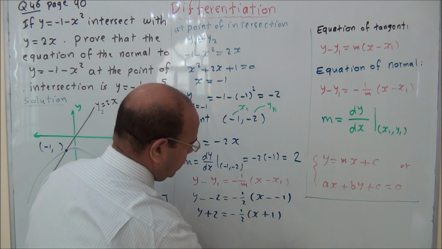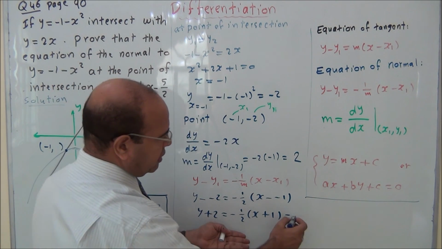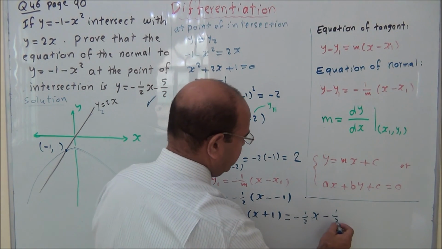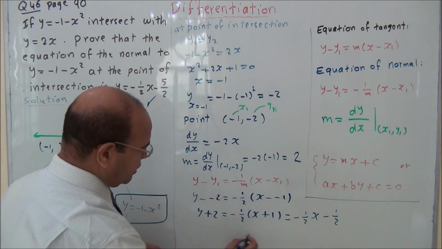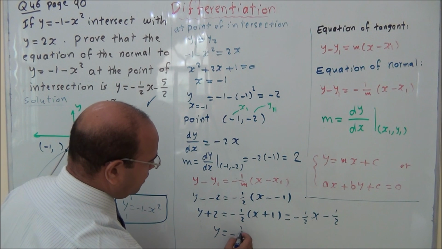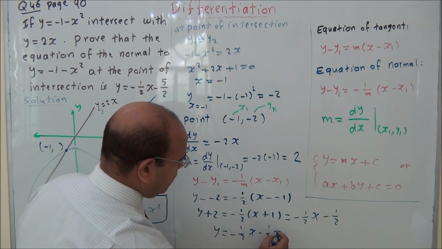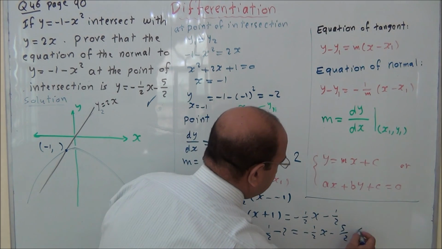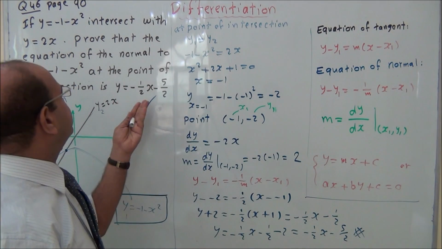We distribute here, so negative half times x is negative half x. Negative half times 1 is negative half. Move 2 to the other side, so y equals negative half x minus half minus 2. So it becomes negative half x minus 5 over 2. So this is the equation of the normal.